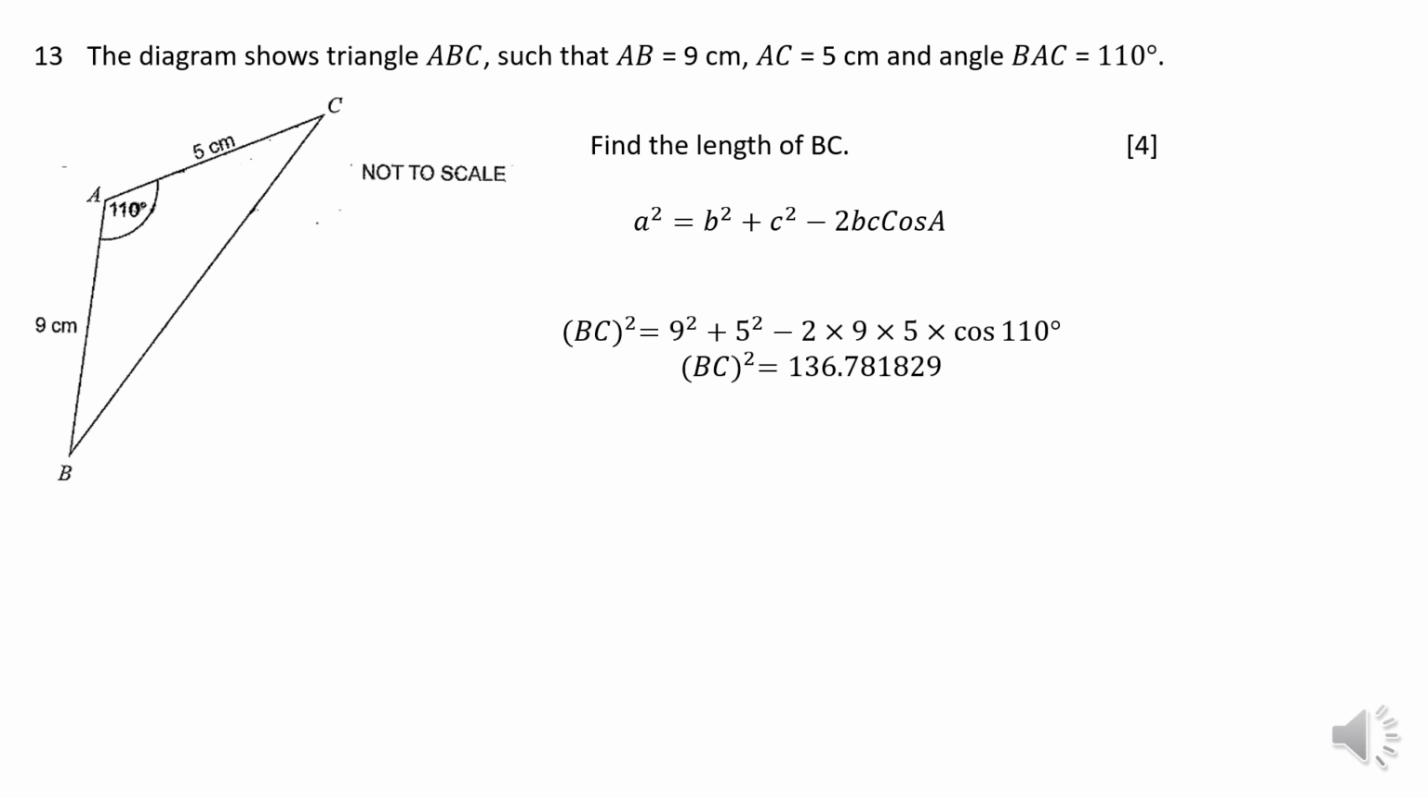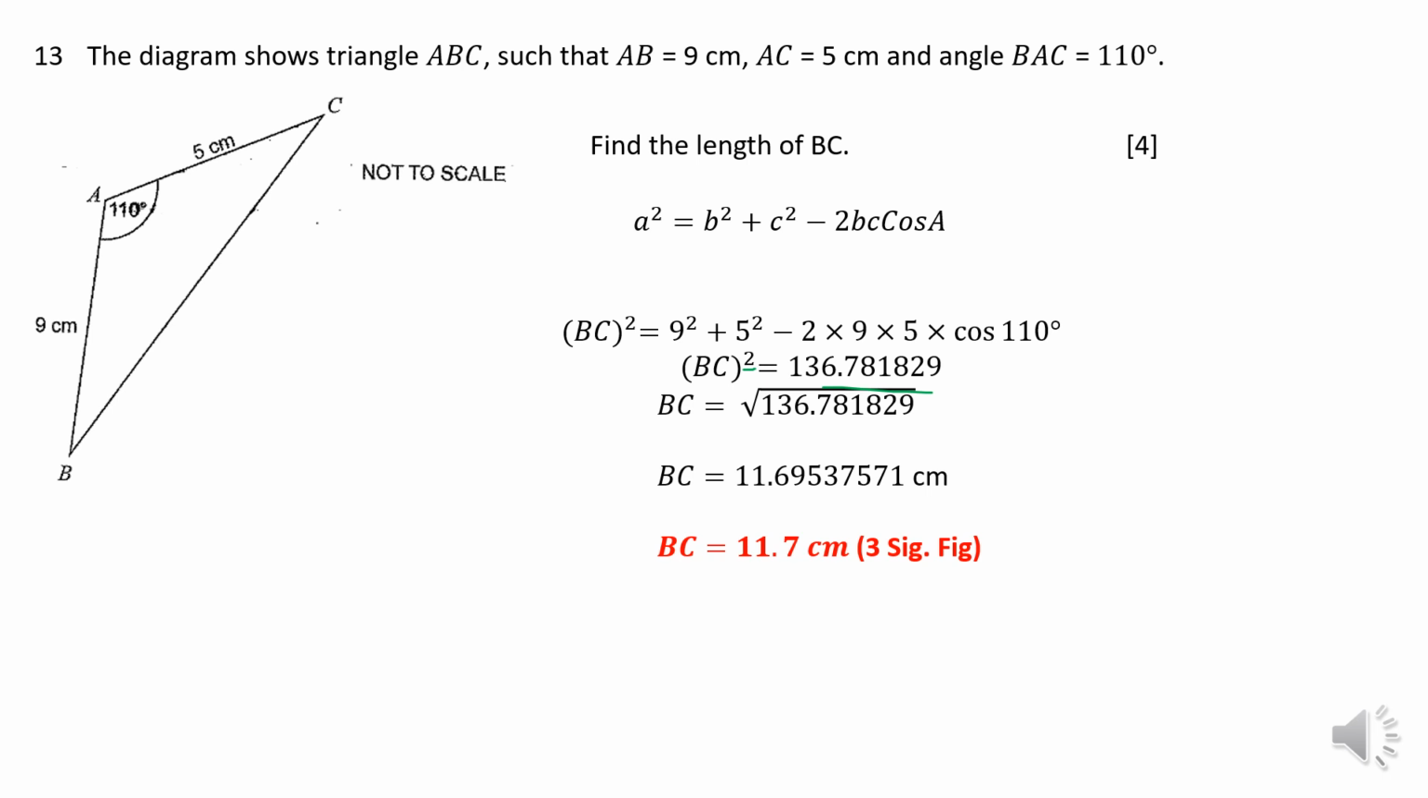The scientific calculator, non-programmable, of course, is going to give you 136.781829, and then you get rid of the square by taking the square root. The square root of this particular answer will be the answer that we look for in this question. For 4 marks, 11.7 centimeters, correct to 3 significant figures.